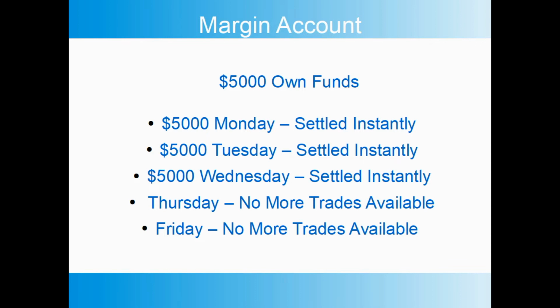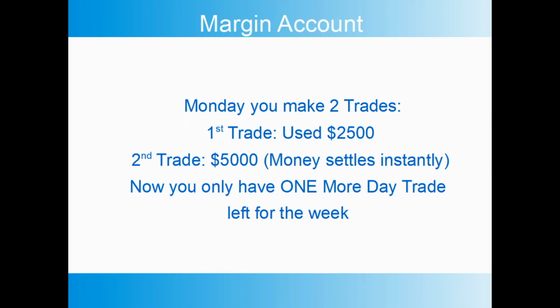Now keep in mind, let's say Monday you decide you only want to make a trade with $2,500. So you purchase a stock and sell the stock. That will count as 1 day trade. Let's say you see another opportunity on Monday that you want to trade, and since you already sold the first stock, you have the full amount available again, so you can trade with a full $5,000. But that second trade on Monday will count as your second trade for the week. And remember, you can only make 3 round trip trades. So you only have 1 trade left for the entire week.